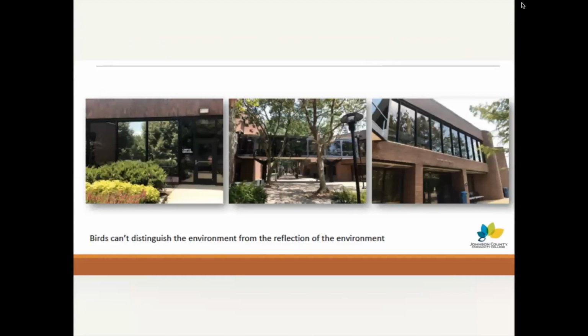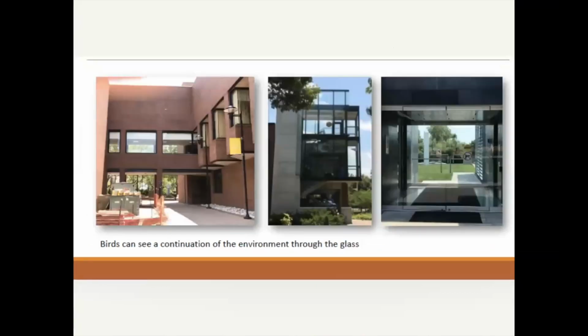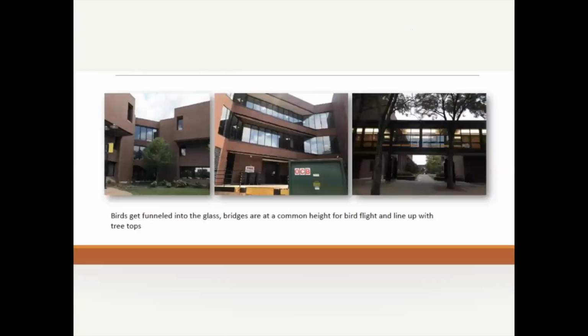So here are a few slides from our colleague Crystal at Johnson County Community College, who has been doing a really intensive study on the college campus since 2018. And so she's found problematic buildings throughout her campus, and here are the reasons that she has identified from her study. They're not distinguishing the environment from the reflection of the environment. You can see a bunch of different reflective window situations here. They see a continuation of the environment through the glass. So again, they feel that they can fly right through and get to the vegetation.